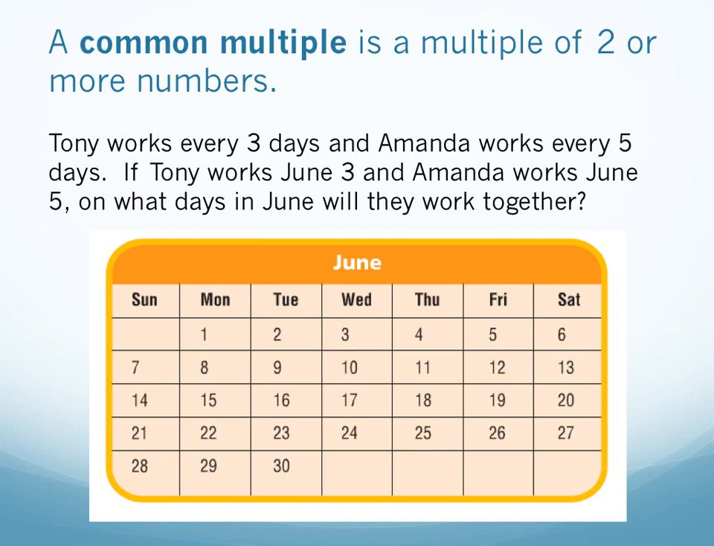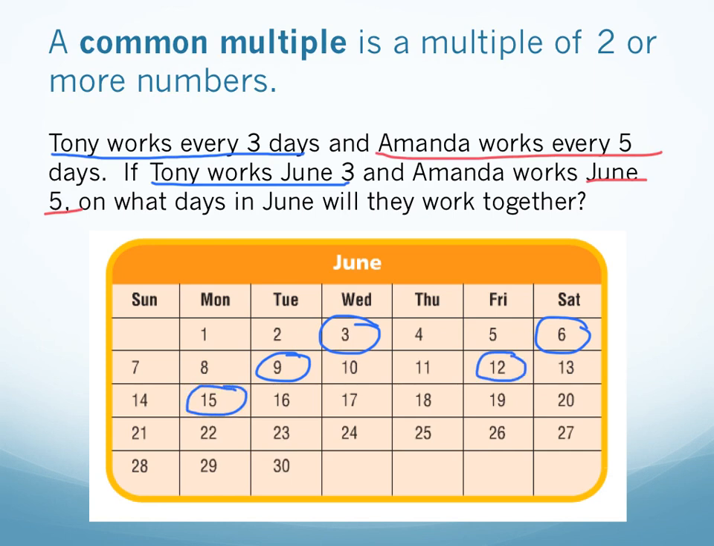I know that Tony works every 3 days, and he's going to start his work on June 3rd, and that Amanda works every 5 days, and she's going to start her work on June 5th. So first, I'm going to use the calendar they gave me and mark off the days that Tony's going to work. Tony's going to work on June 3rd, and then 3 days later on June 6th, and 3 days later on June 9th, the 12th, the 15th, the 18th, the 21st, the 24th, the 27th, and the 30th.